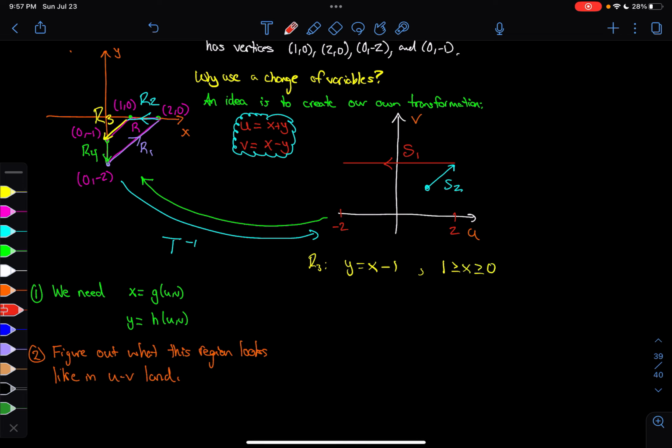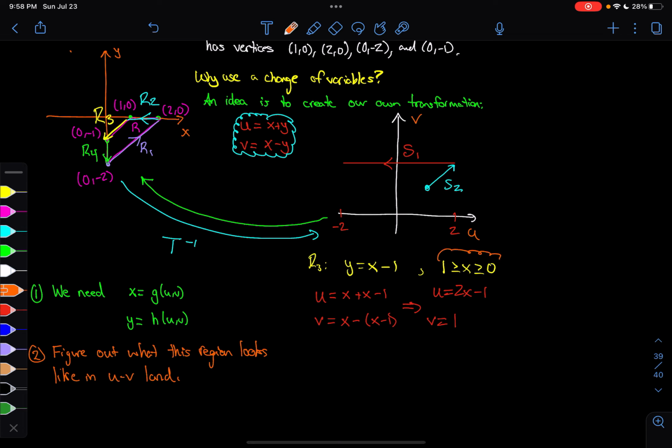And so what happens to our transformation? We just plug stuff in. So u is equal to x plus x minus 1, and v is equal to x minus 1. So this becomes u is equal to 2x minus 1, and v is equal to just 1. That's super nice. So this is the equation v equals 1.